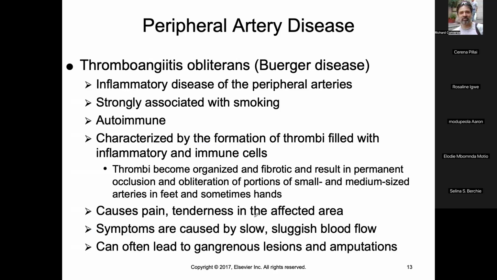Okay. It's associated with smoking. It is thought to be an autoimmune disease. We see thrombi filled with inflammatory and immune cells that become organized and fibrotic, resulting in permanent blockage and obliteration of portions of small and medium-sized arteries in the feet and hands, causing pain and tenderness. Symptoms are caused by slow blood flow, can often lead to gangrenous lesions and amputations, right? You cut off blood flow, you cut off oxygen and nutrient supply, the tissue can die.